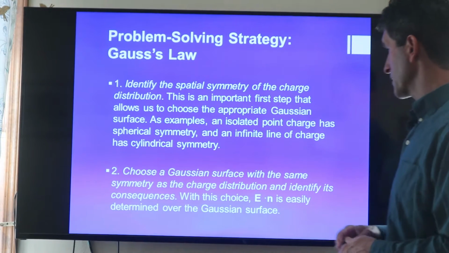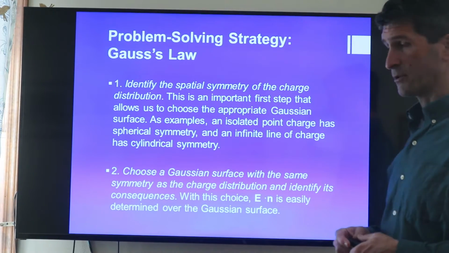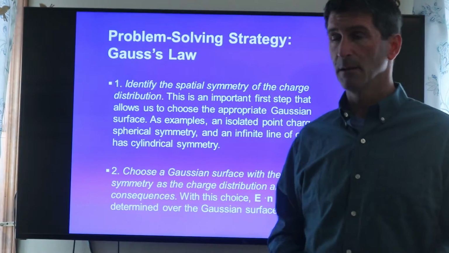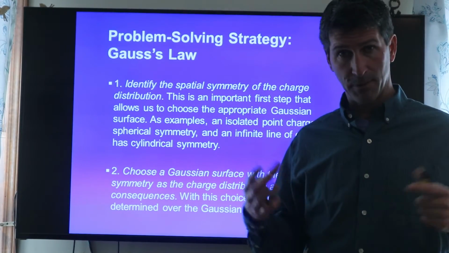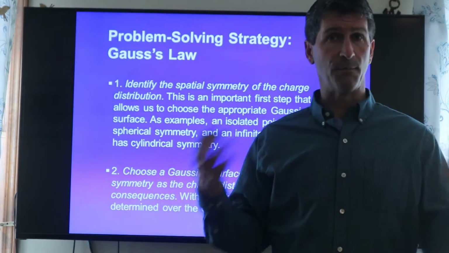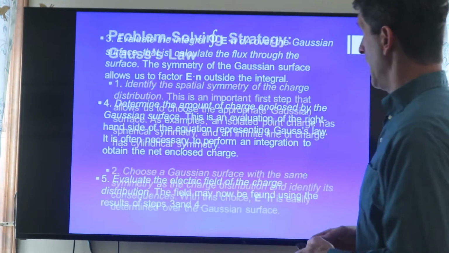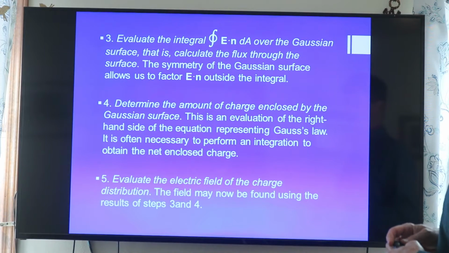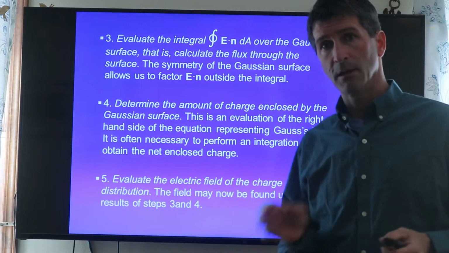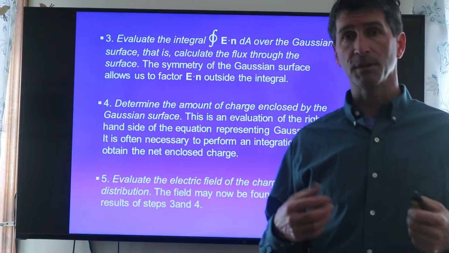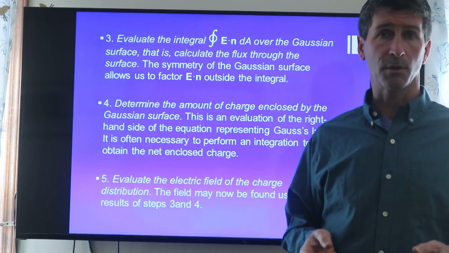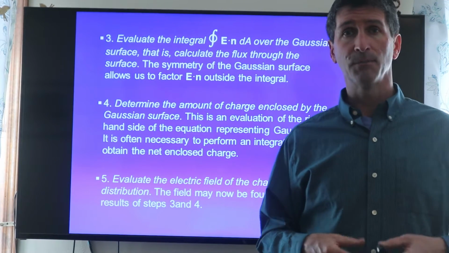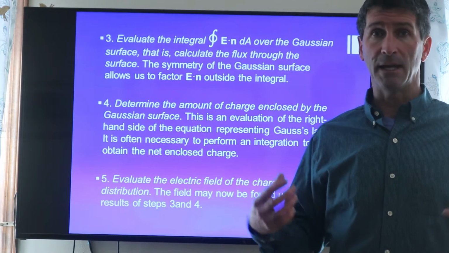So we'll choose a Gaussian surface with the same symmetry as the charge distribution. So you recognize what your charge looks like. Then you go back and now we're going to wrap a Gaussian surface around this imaginary surface. And we're going to evaluate the integral over this Gaussian surface. Most of the time, evaluating the integral is simply recognizing that the electric field is perpendicular to the surface, and thus E dot dA is just equal to E dA.